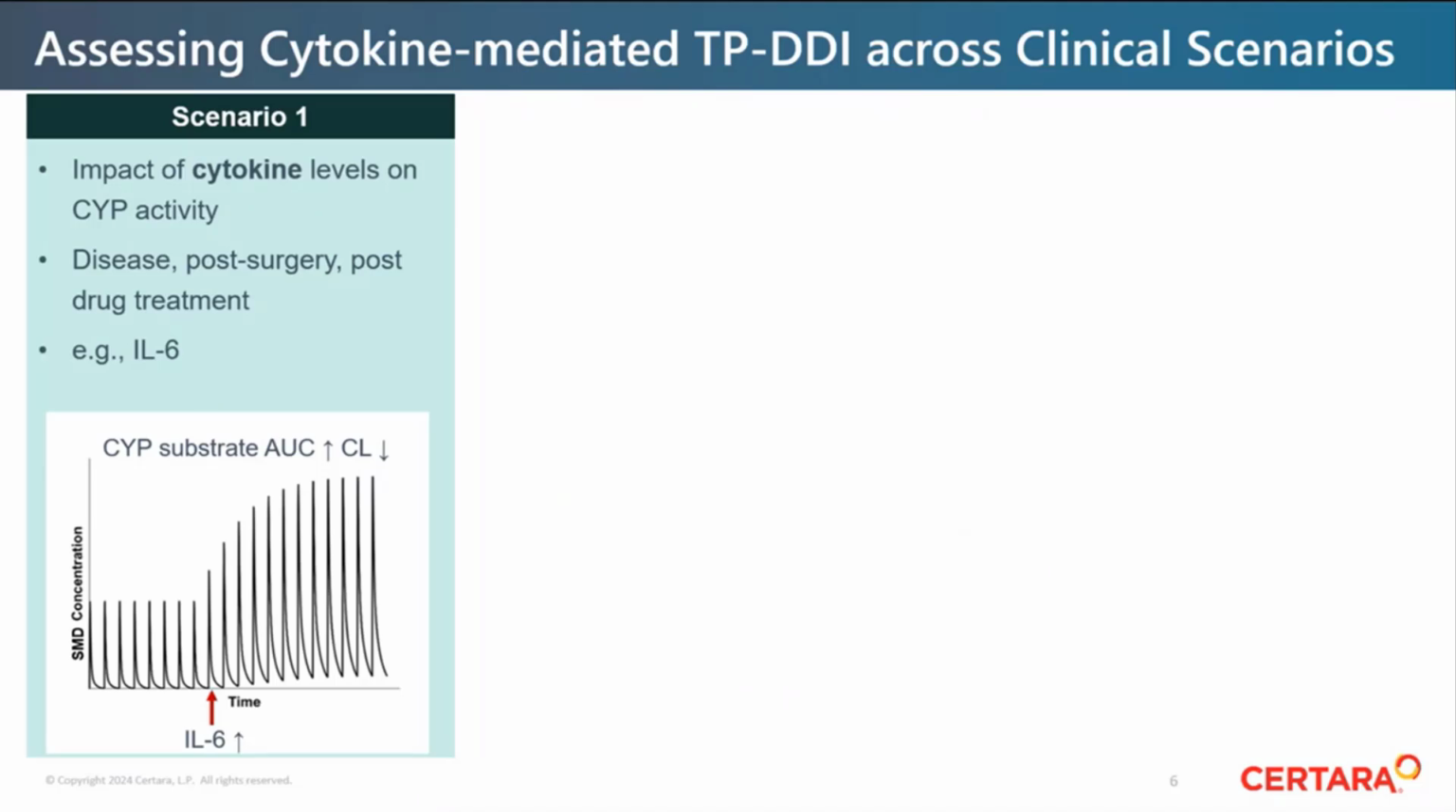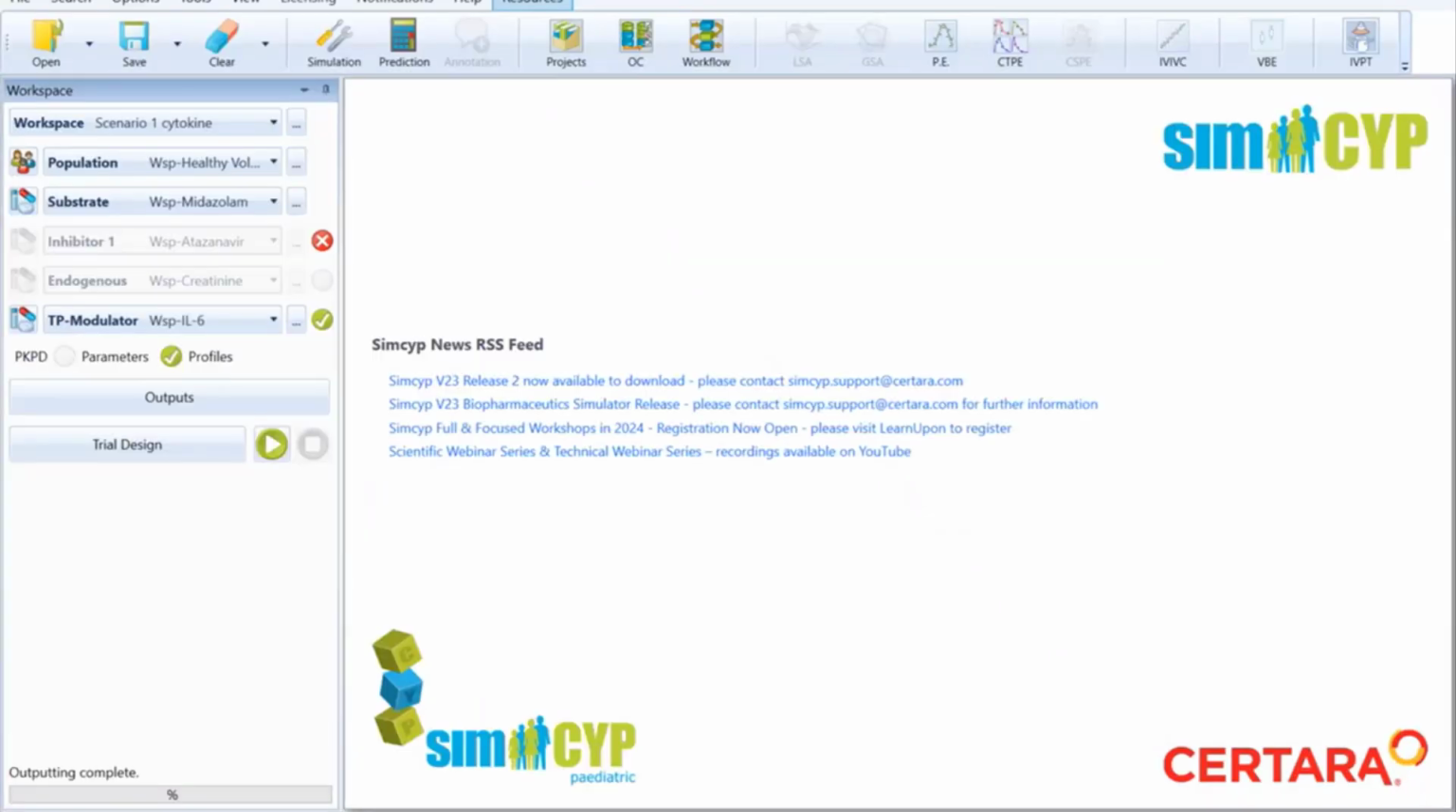For instance, as we're showing in this plot, when the IL-6 level is increased, the Cyp enzyme activity is reduced, leading to a decrease of the Cyp substrate clearance and an increase of exposure. As you can see in the concentration-time profiles for the small molecule drug, with an increase of IL-6 level, you will see increased exposure, indicating decreased clearance. And with that, I can switch back to the simulator and show you this scenario 1.